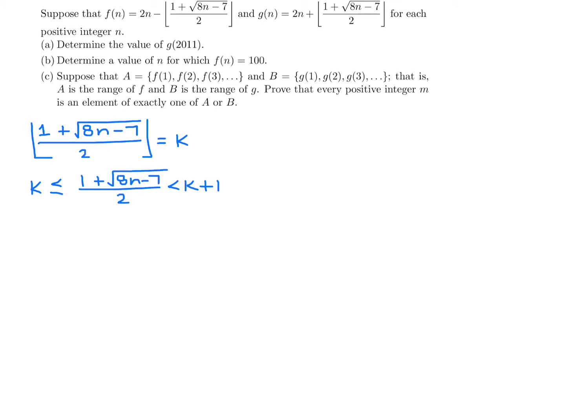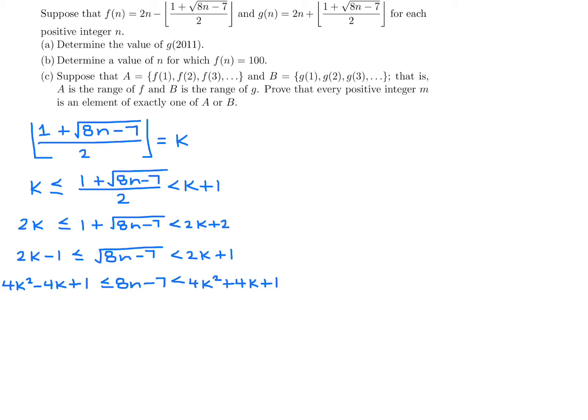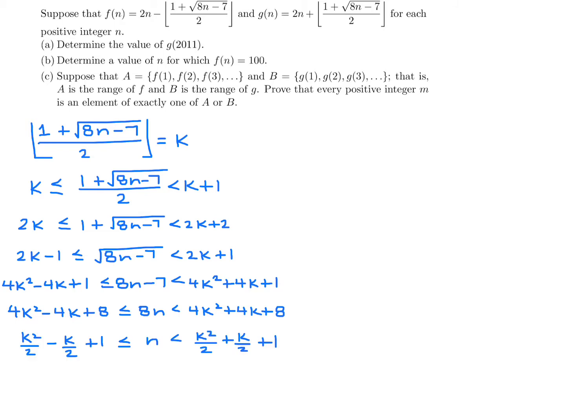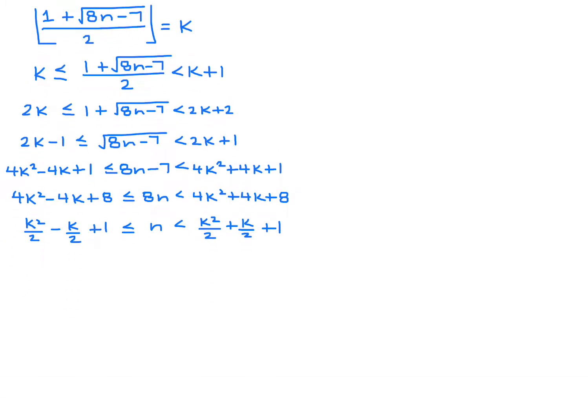Now we will need to isolate this inequality just for n, and I'll take you through all the steps for doing that. So first multiply through by 2, then subtract 1 from both sides. Now square both sides to get rid of that radical, and then add 7 to both sides. And finally, to isolate n, divide through by 8. So now we have isolated n, and we can do a little bit of factoring here to make it look a little bit better, like that.